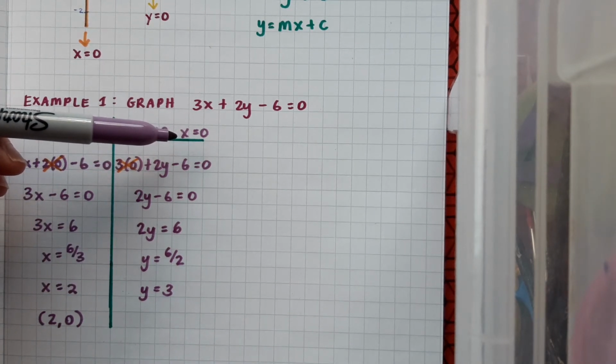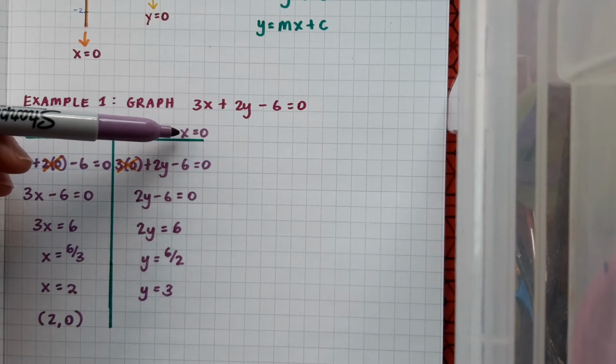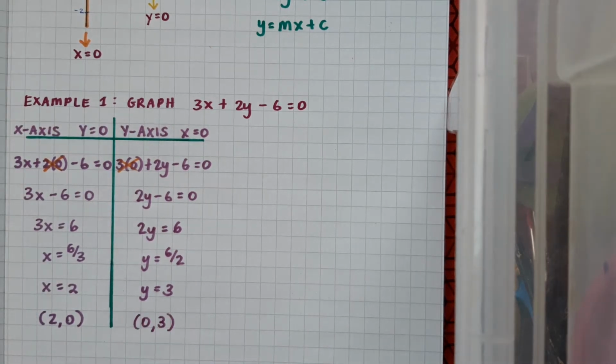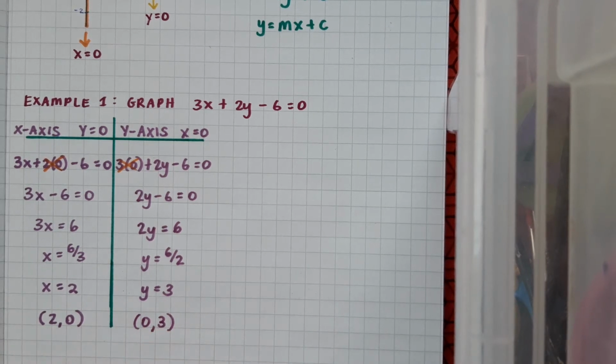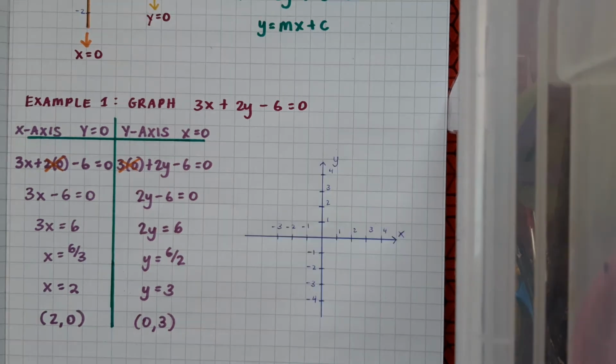Don't forget, the x always goes first in a point. So my point this time is the point 0, 3. Now that I have my 2 points, one on my x-axis and one on my y-axis, I can draw my graph. Take a moment to draw an xy plane yourself, and then we'll draw our line in.